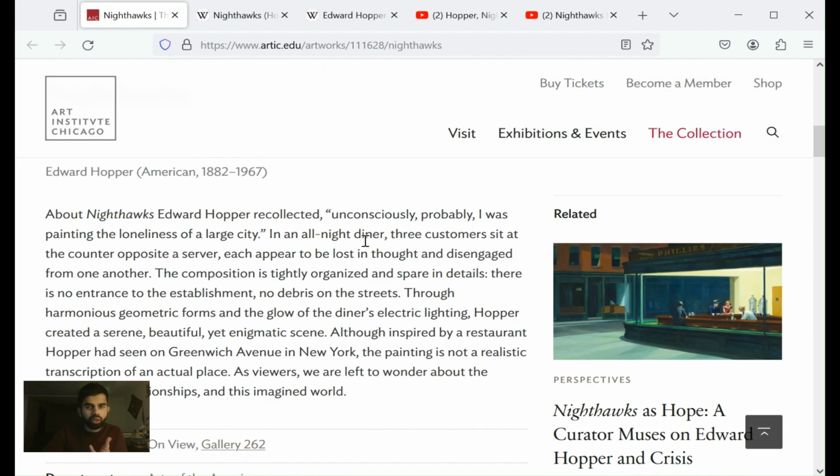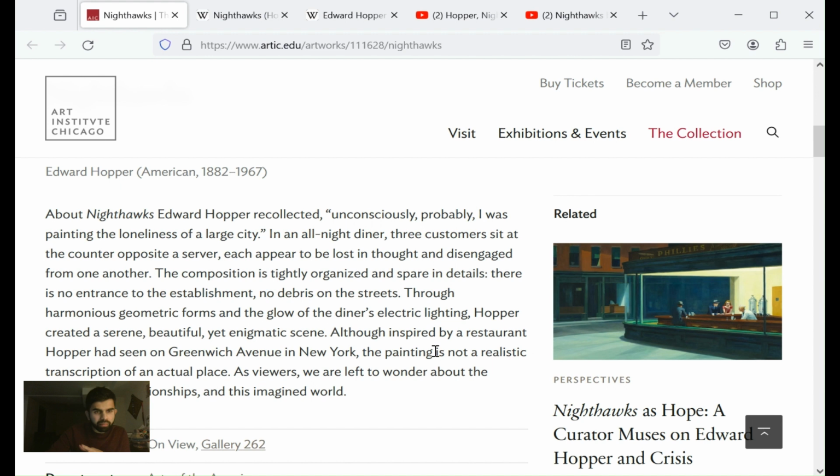This is what Edward Hopper said about this particular painting. "Unconsciously, probably I was painting the loneliness of a large city." In an all night diner, three customers sit at the counter opposite a server. Each appear to be lost in thought and disengaged from one another. The composition is tightly organized and spare in details. There's no entrance to the establishment, no debris on the streets. Through harmonious geometric forms and the glow of the diner's electric lighting, Hopper created a serene, beautiful yet enigmatic scene.